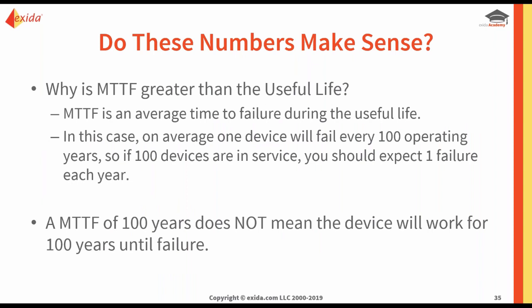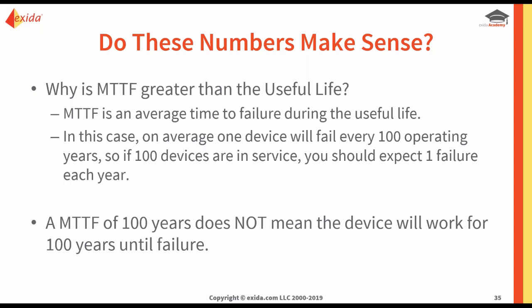A lot of times we get the question, do these numbers even make sense? Why is mean time to fail greater than the useful life? So mean time to fail is an average time to failure during the useful life. Again, the mean time to fail is only valid during the useful life when we can assume that the failure rate is constant. So you can think of it a different way.